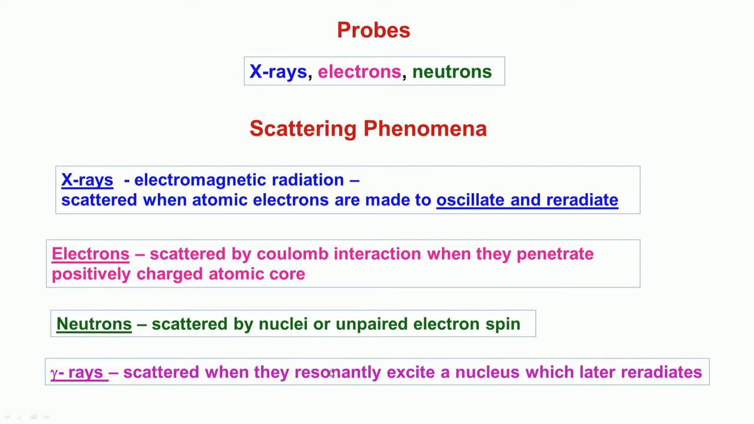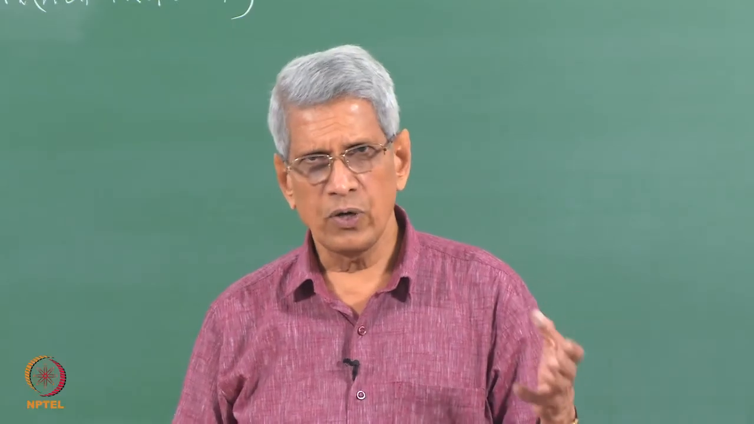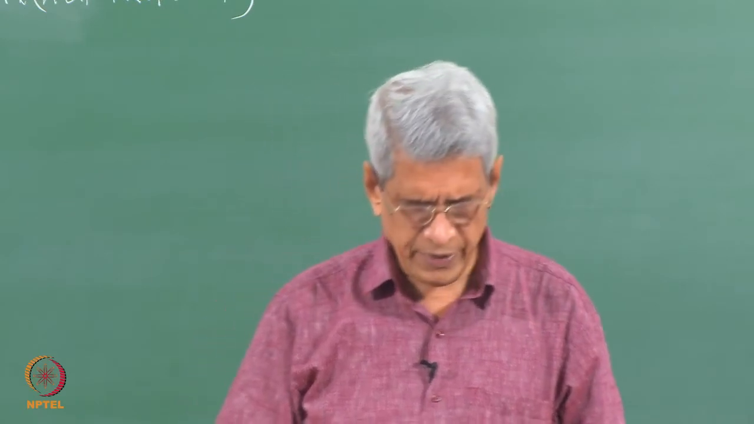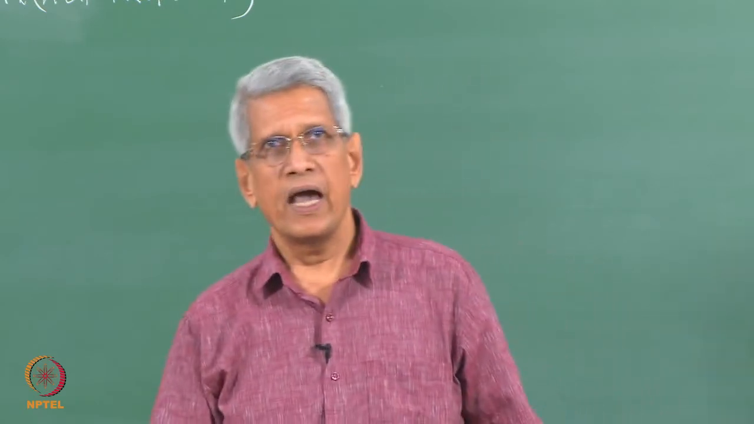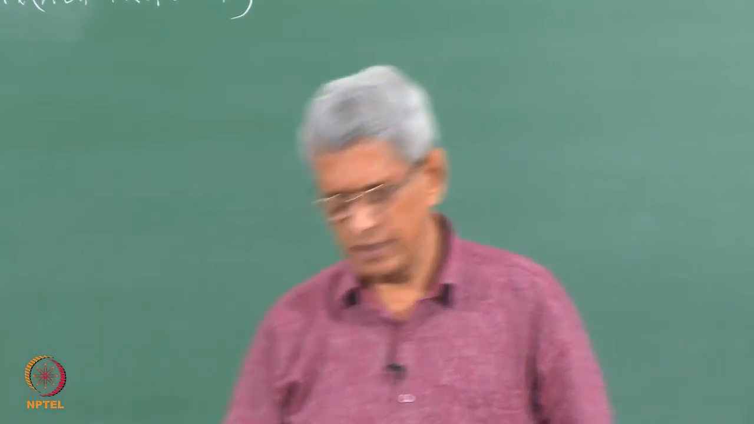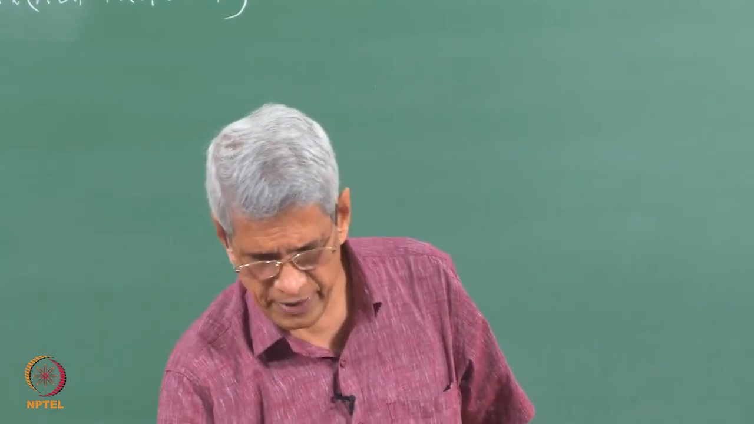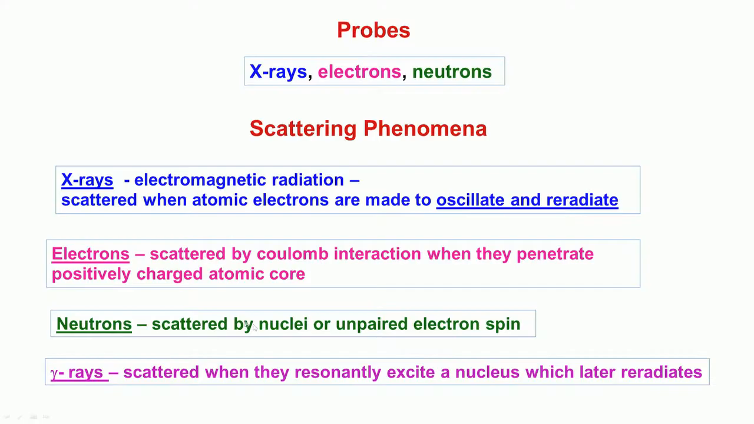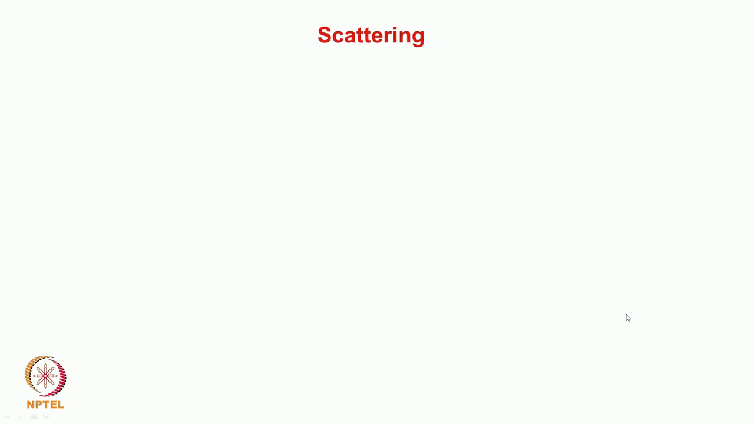Similarly, gamma rays also have very high energy. They can also resonantly excite a nucleus, which can be later radiated, but we will not be talking about these aspects because we will be considering only these three for diffraction. Let us look at the scattering.